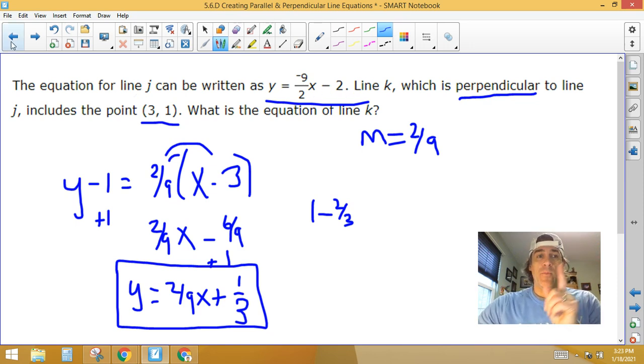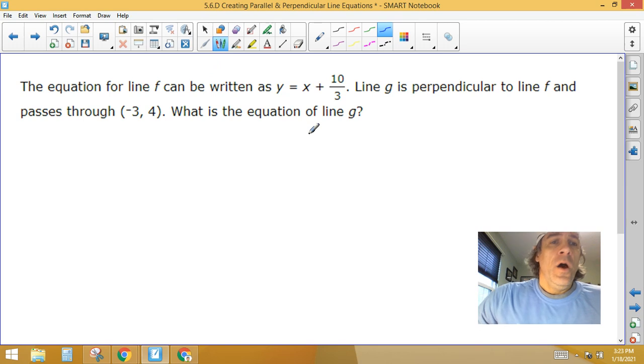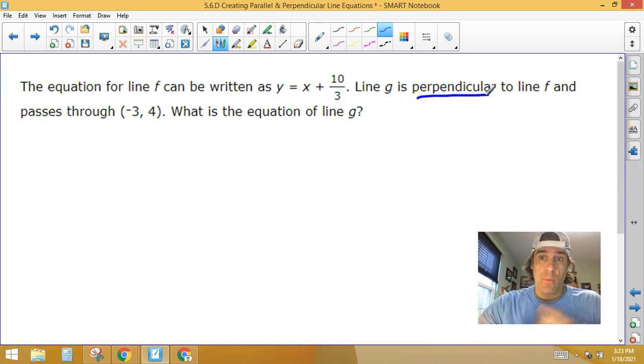Like I said, one more example. This is it. The equation for line F can be written as y equals x plus 10/3. G is perpendicular to F, perpendicular to my original one, and passes through this point. What's the equation of line G? If I'm looking at F, the slope for that is 1, right? So what's the opposite reciprocal of 1? Well, the reciprocal of 1 is 1. The opposite is negative 1.